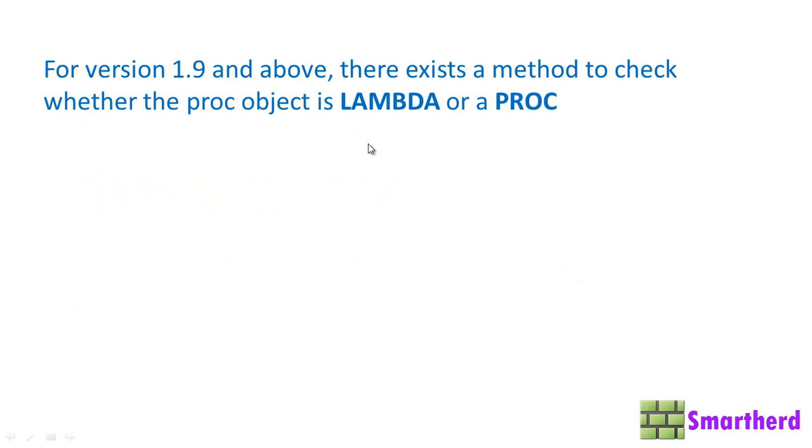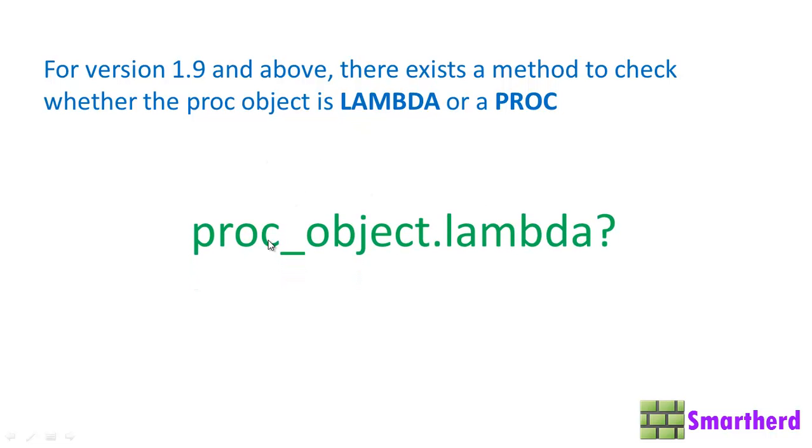Now if you are using version 1.9 and above, then there exists a method to check whether the proc object is created by kernel lambda method or a proc class. So let's check it out. What is that syntax? We just have to write proc_object.lambda?. This proc_object is the proc object of the proc class. So we are just checking whether this object is created with the help of the lambda kernel or not.